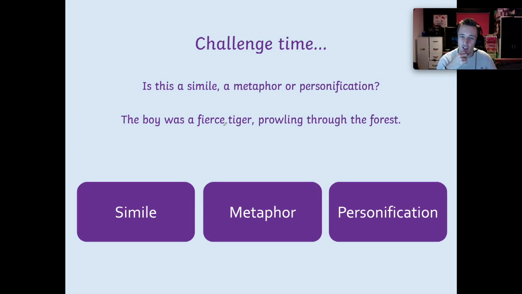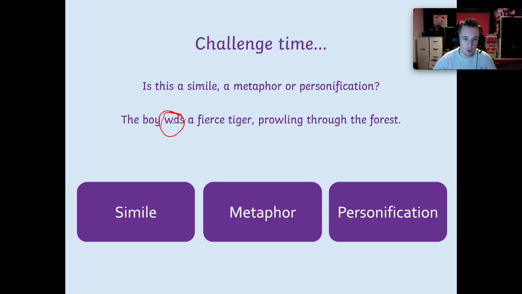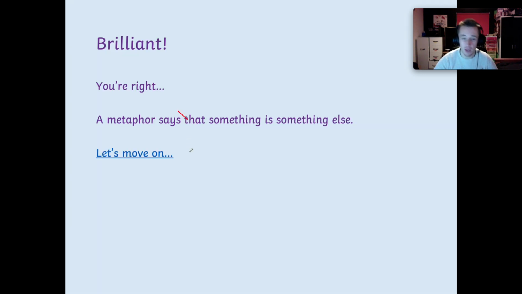The boy was a fierce tiger prowling through the forest. Now, we've got here "was", so I'm thinking straight away metaphor. It can't be personification because it's describing a human. Personification only works when you're describing something that isn't a human. So it has to be a metaphor.